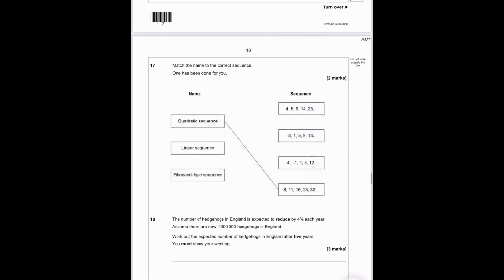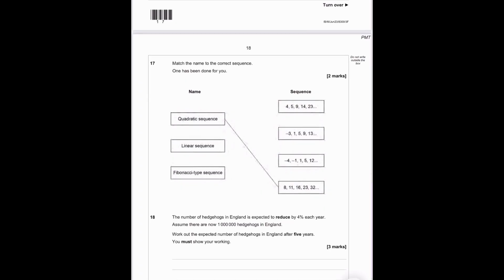Match the name to the correct sequence. A quadratic sequence has already been done. Now a linear sequence goes up by the same amount each time. So this one, 4 add 1 gives us 5. 5 add 4 gives us 9. So that's not a linear sequence. This one goes from 3 to 1, so we're adding 4. 1 to 5, we're adding 4. 5 to 9, we're adding 4. So this one is our linear sequence.